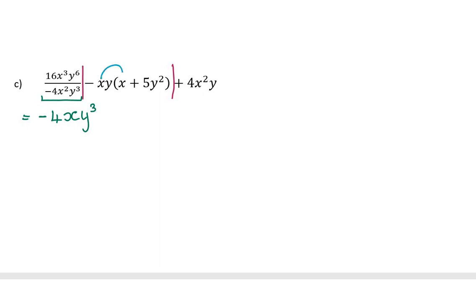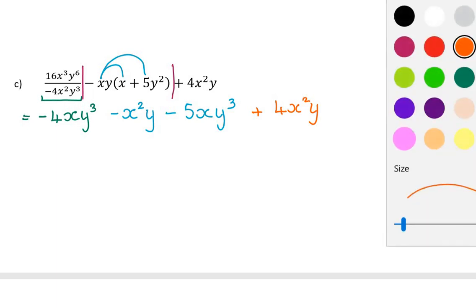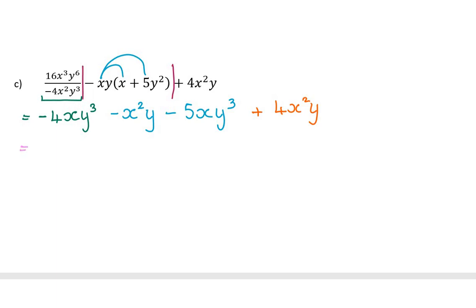Second term, distribution, minus times a plus is a minus, x times x is x squared, y. Negative times a positive is a negative 5, x, and y squared will make y cubed. And then finally, plus 4x squared y. So simplify each term. Done. Next step, add like terms. So these are xy cubed and these are xy cubed. So that's minus 9 xy cubed.